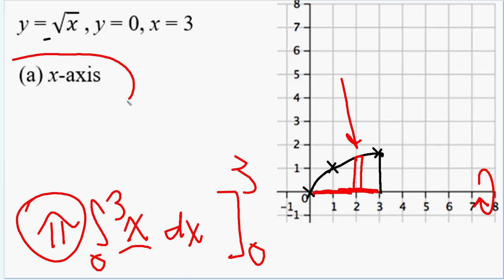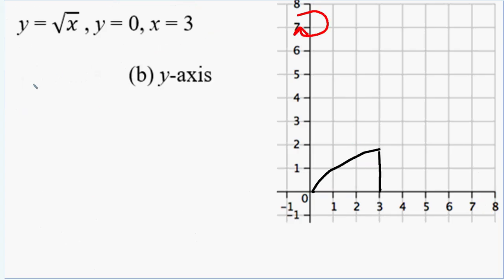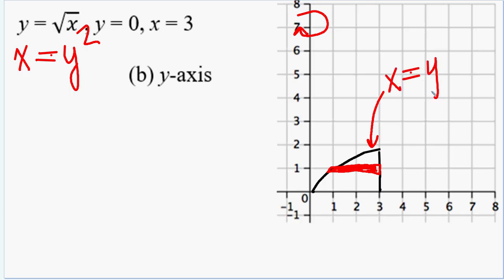So that was part A, x-axis rotation. In part B, all of this stays exactly the same, but now we're rotating around the y-axis. So I am going to draw a representative rectangle that is perpendicular to the y-axis. We are going to need to solve this equation. Right now we've got y equals. We're going to need to solve for x equals. So we're going to square both sides, and x equals y squared. So that function is x equals y squared.